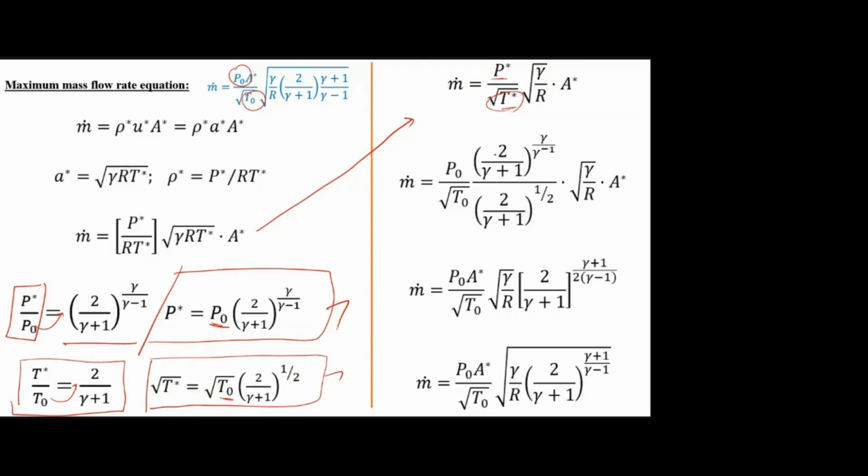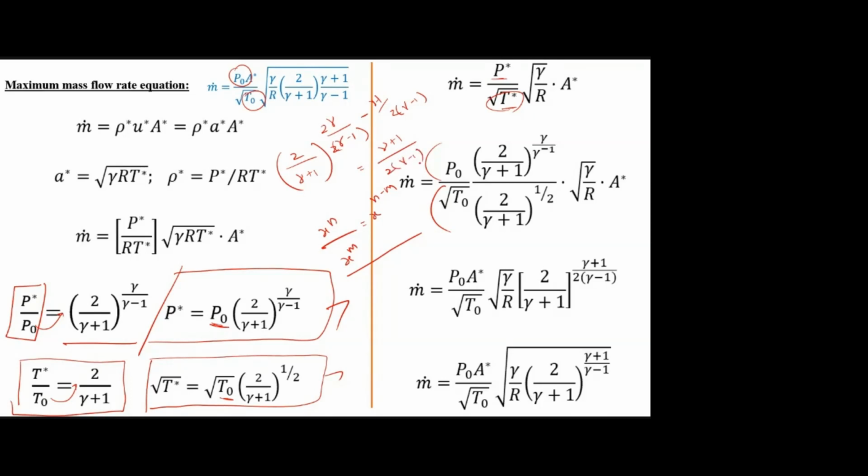Yes, sir. Now substitute. This is P star, this is root T star. Now see, these two terms are the same base: x power n divided by x power m, that I can write as x power n minus m. Like this, these two terms I can write. So if you write, what you will get? That is 2 divided by gamma plus 1 power gamma divided by gamma minus 1 minus 1 by 2. Then you have to cross multiply. Then finally you will get gamma plus 1 divided by 2 into gamma minus 1, this term.